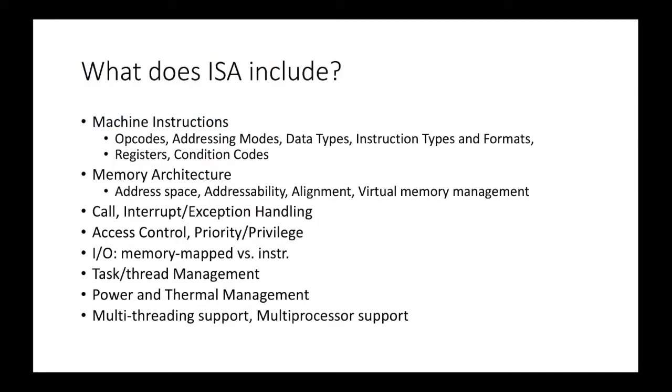What does ISA include? It includes many different things, such as machine instructions, memory architecture, core, interrupt and exception handling, access control, priority and privilege, I/O method, task and thread management, power and thermal management, multi-threading support, and multiprocessor support. You can download an x86 ISA document from the Intel or AMD website, and it's several thousand pages long.